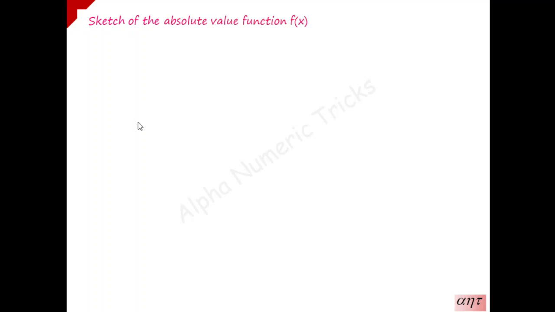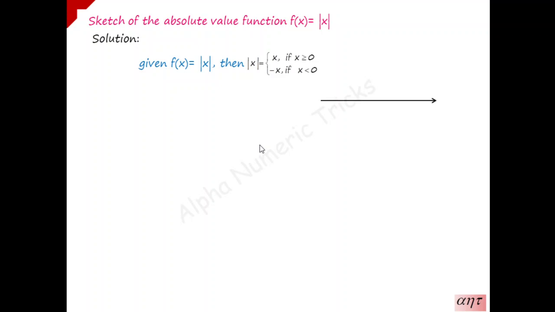Sketch the absolute value function f of x is equal to modulus of x. Given f of x is equal to modulus of x, you have to define modulus x is equal to x if x is greater than or equal to 0, and is equal to minus x if x is less than 0. Now we have to plot this in a graph.